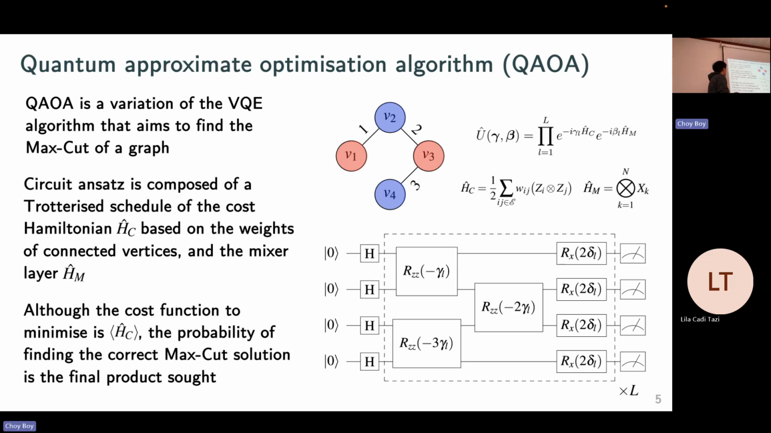A very important distinction between standard VQE and QAOA is that although we want to minimize the cost Hamiltonian, ultimately what we want is the highest probability of finding the max cut solution, as shown here.